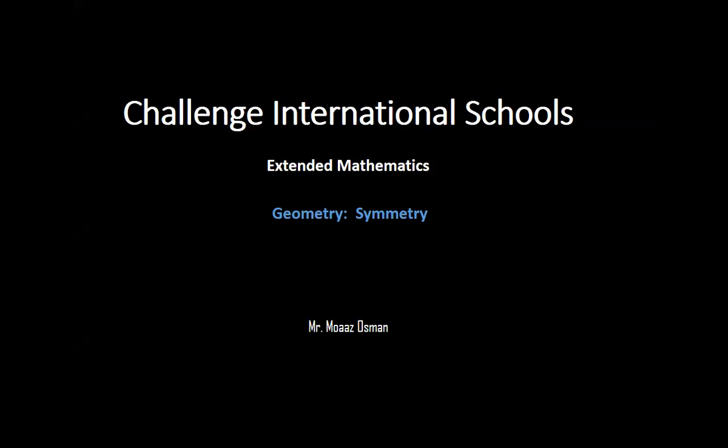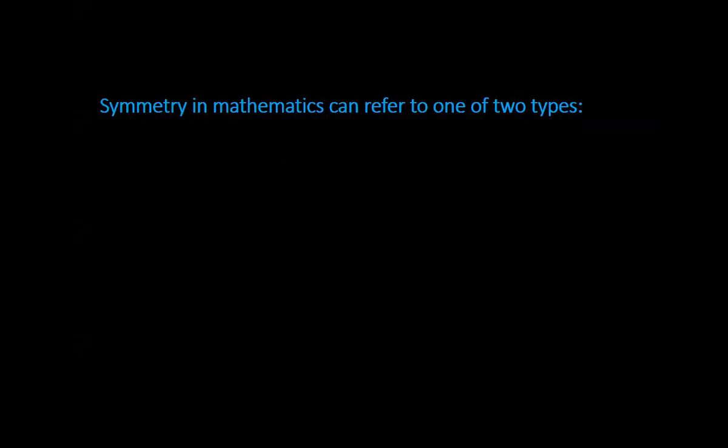Today we're going to study symmetry. And let's see what is symmetry. Symmetry in mathematics can refer to one of two types. That means we have two types of symmetry. What are they? The first type of symmetry is line symmetry. And the next one is rotational symmetry. That means it comes from the word rotation, to rotate. The word rotate means turning upside down, and so on.